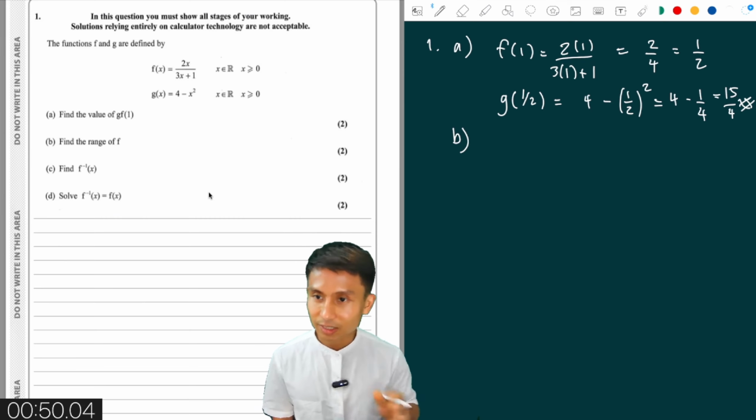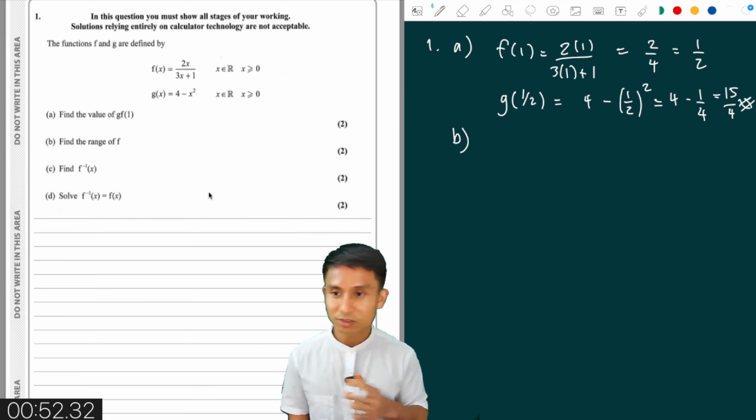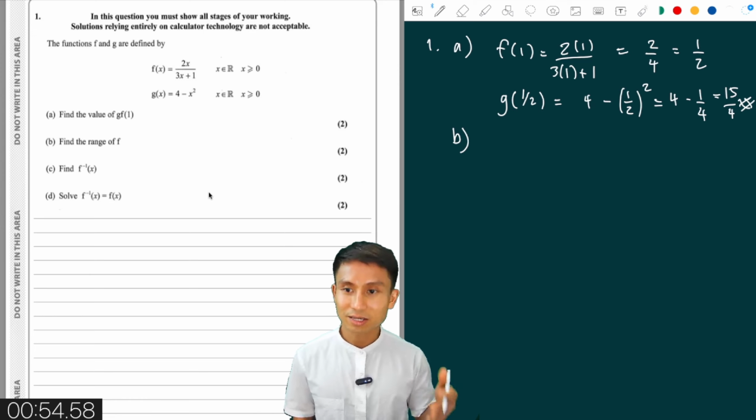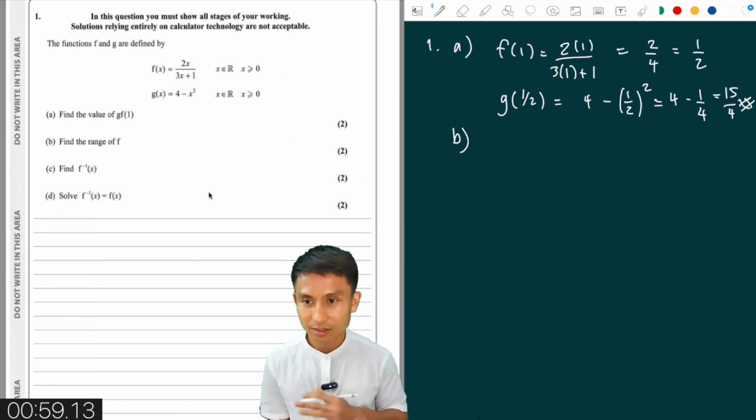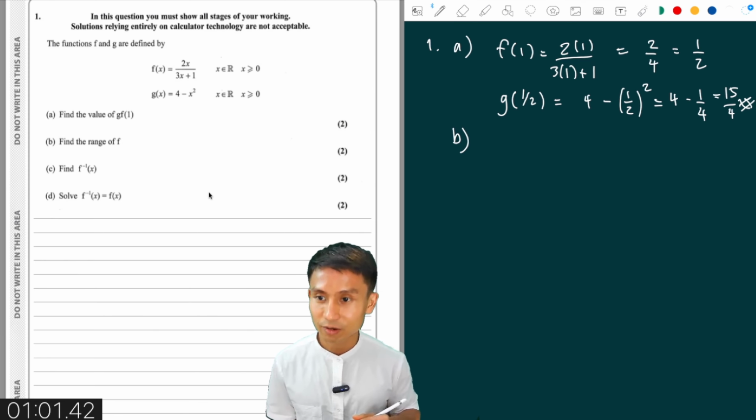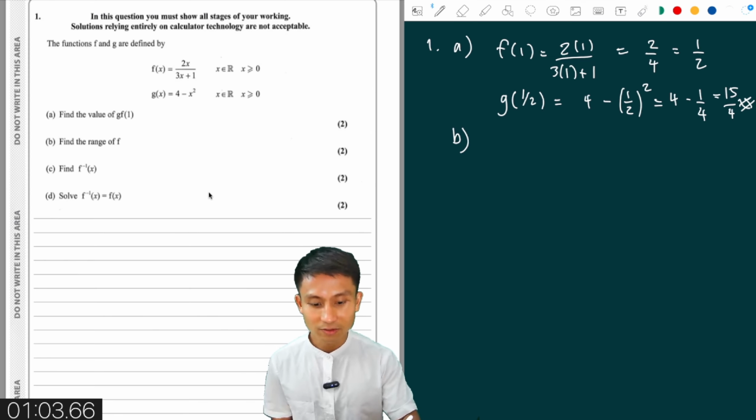Now I'll try my best because this is unofficial. There's no mark scheme yet, but if the mark scheme comes out, I'll post it in the description here. But there's no mark scheme as of the time of recording right now. B, find the range of f.